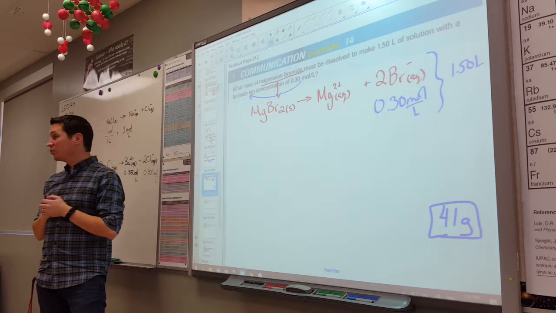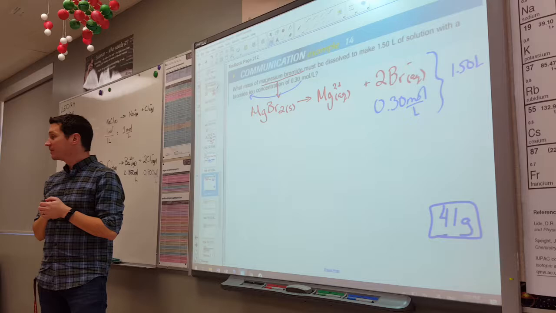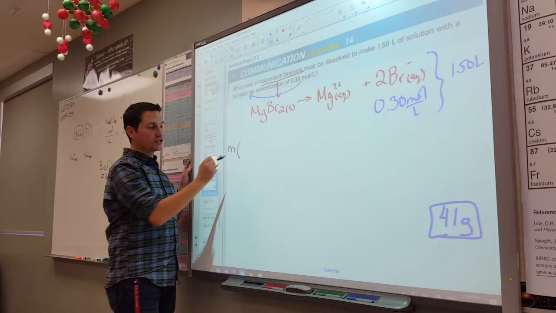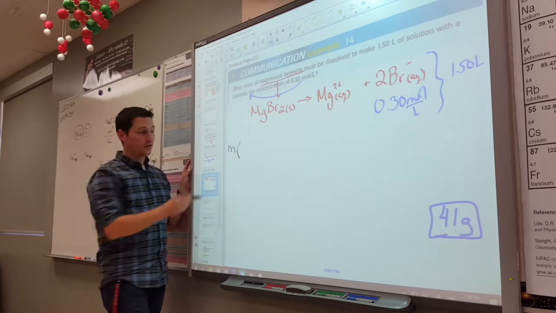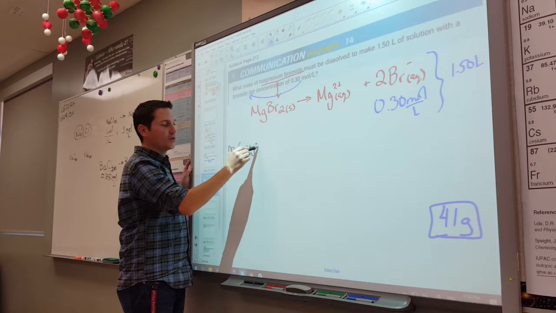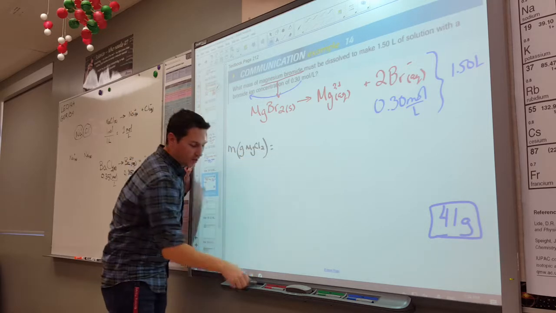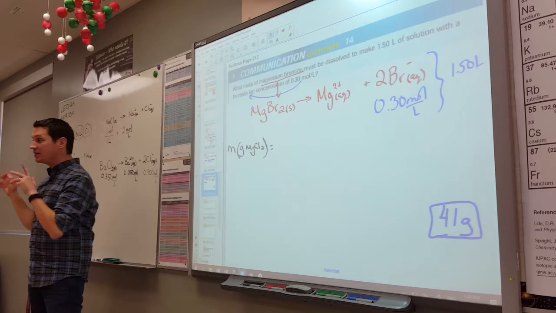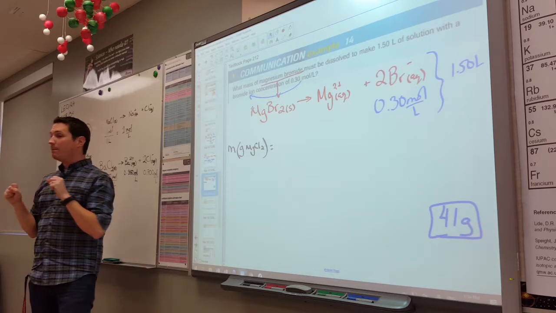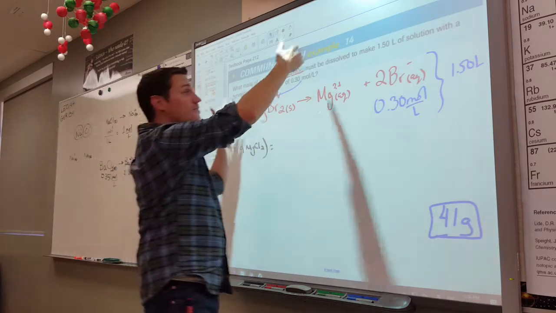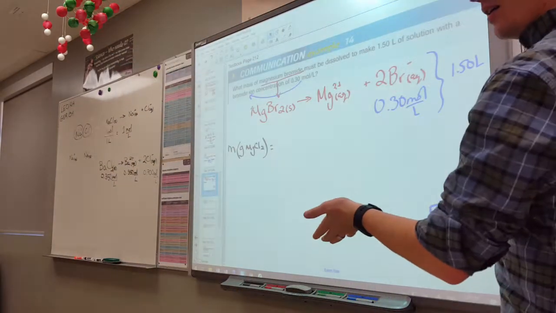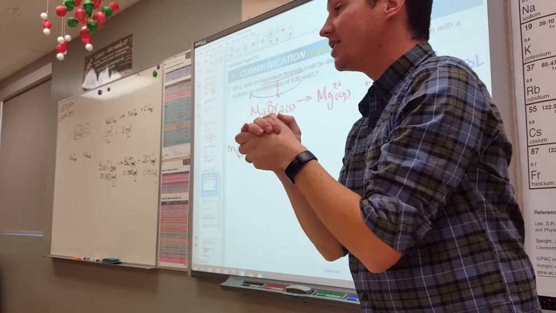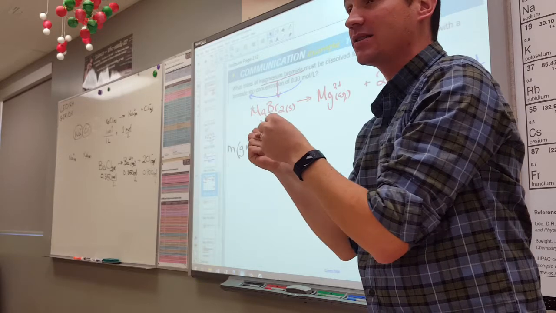So let's start. What are you looking for? The mass of what substance? So we're looking for the mass, typically measured in what unit? Grams of magnesium bromide. Do you see anywhere grams of magnesium bromide? We can get the molar mass. You have something so closely related to mass. What's so closely related to mass?